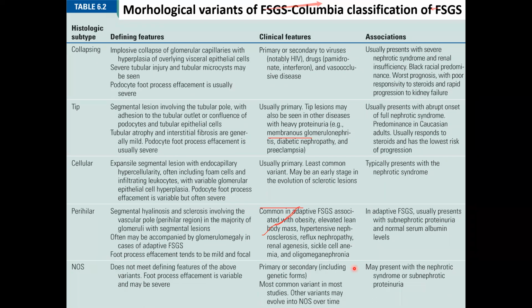This table highlights the different clinical features of these variants, some of which are already described. The variant with the worst prognosis and poor response to steroid is the collapsing variant. The variant with good prognosis is the tip variant. That one you should know. And the perihilar variant is usually seen in adaptive forms of FSGS.